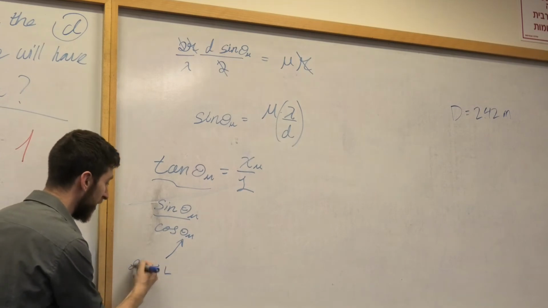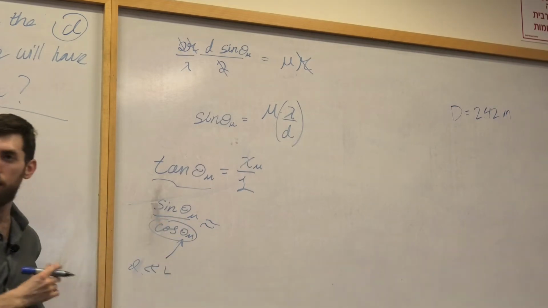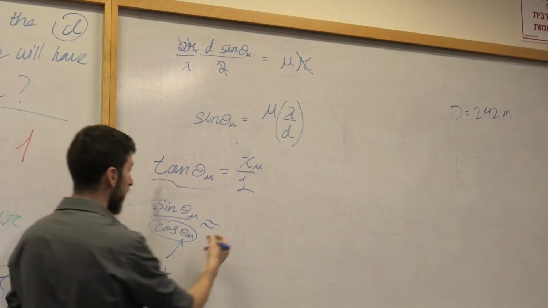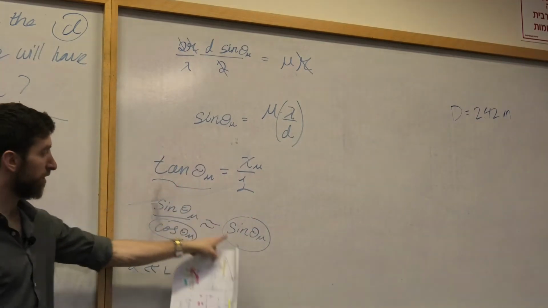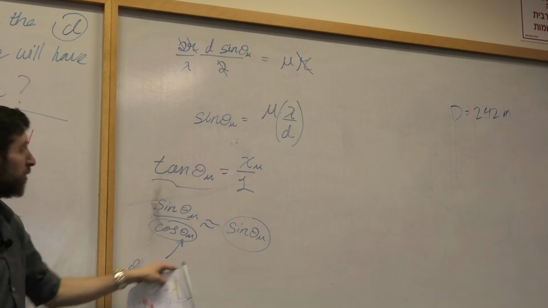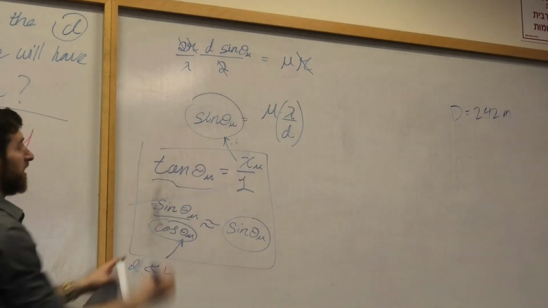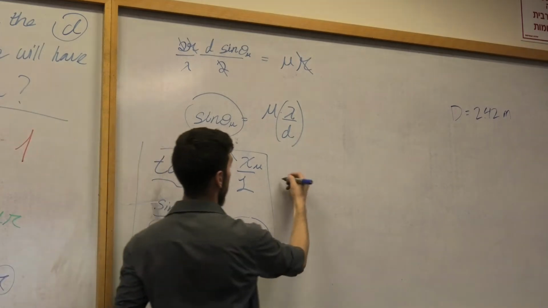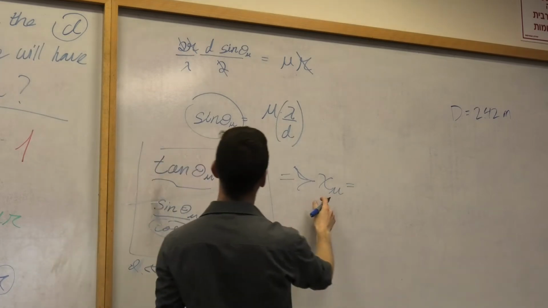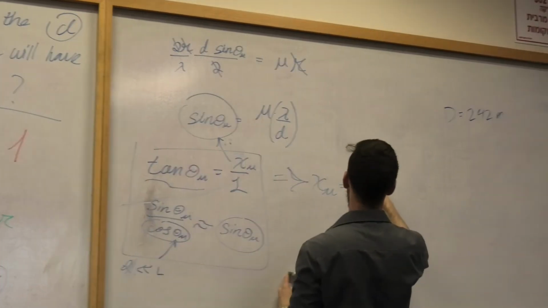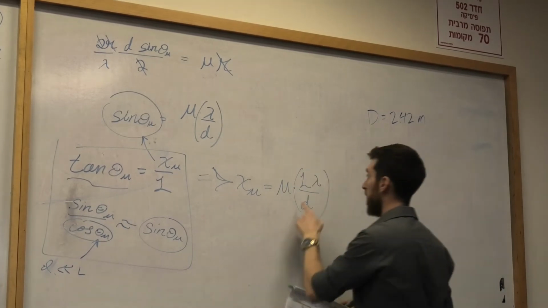So that's going to result in really small angles, okay? So cosine is going to be approximately equal to 1. So tangent is actually kind of like sine. You see it? It's really approximate to sine, so I can take this term and put it inside. And then we're going to have that x_m is equal to m multiplied by L lambda over d.